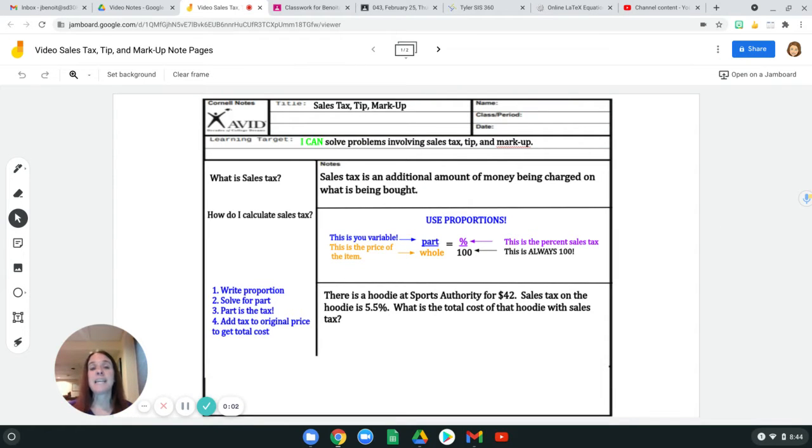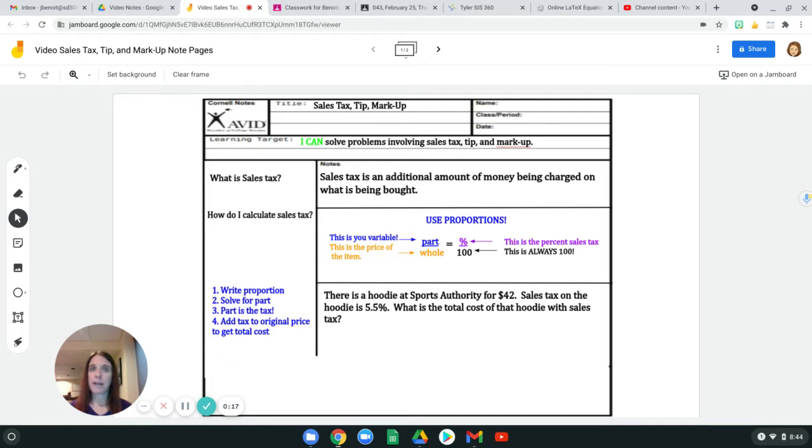Sales tax, tip and markup. Talking about spending money today. Get your note packet open and ready. The learning target is: I can solve problems involving sales tax, tip, and markup.